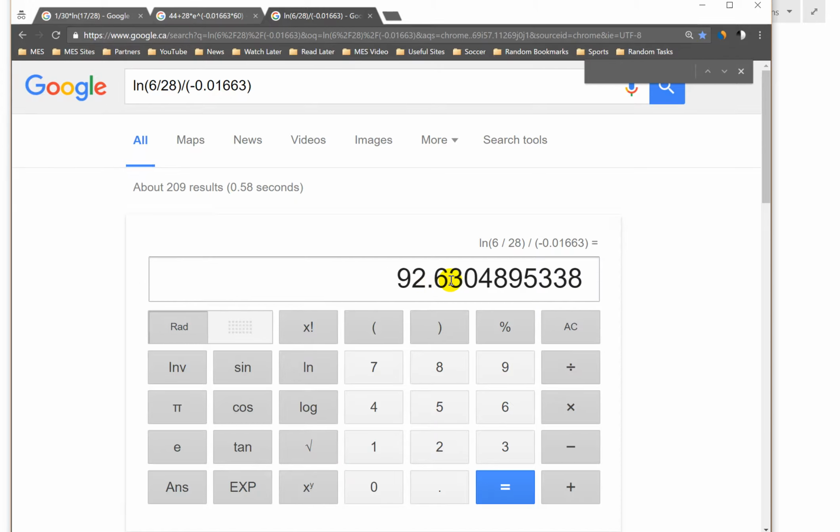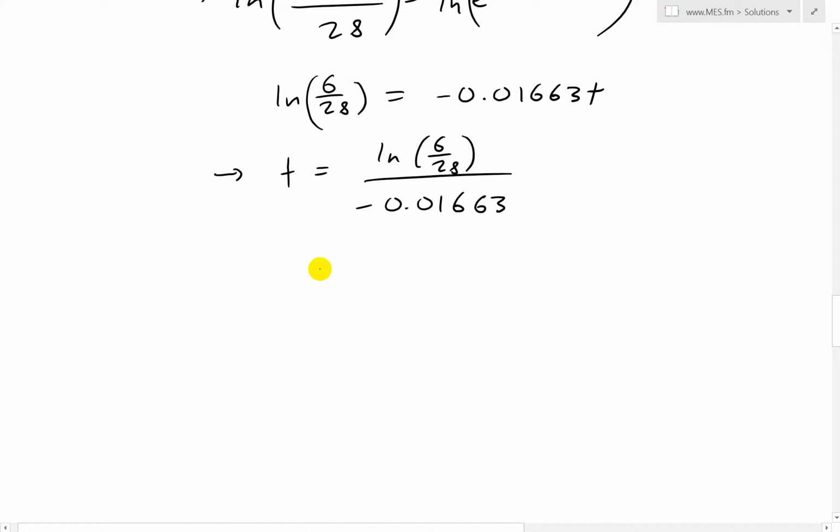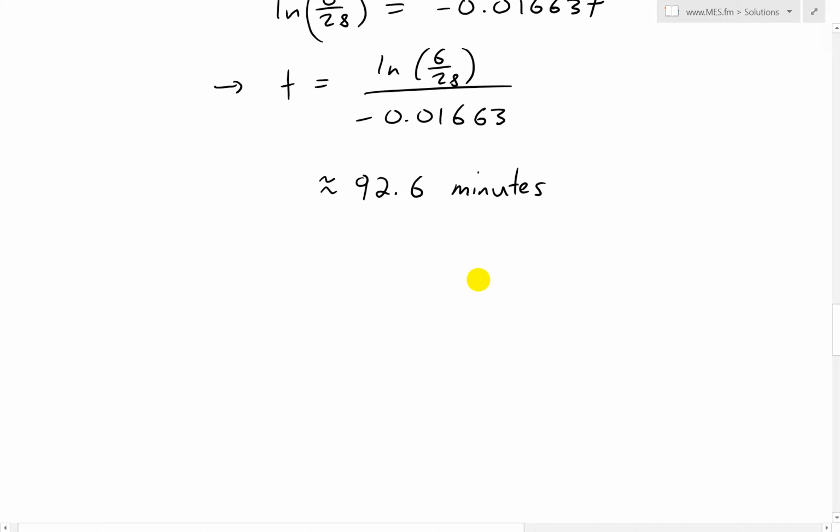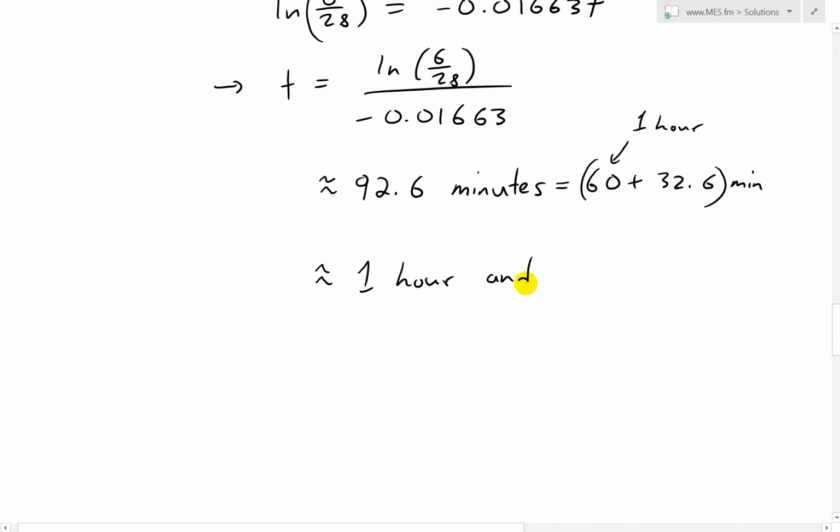We'll just round it up to 92.6 and recall the units for time. This is about 92.6, and then the units are minutes. So you could also write this as 60 plus 32.6, which is the same thing, both in minutes. If this is 1 hour, then we'll round that up to 33 minutes. So this is roughly equal to 1 hour and 33 minutes, just for more practical terms.